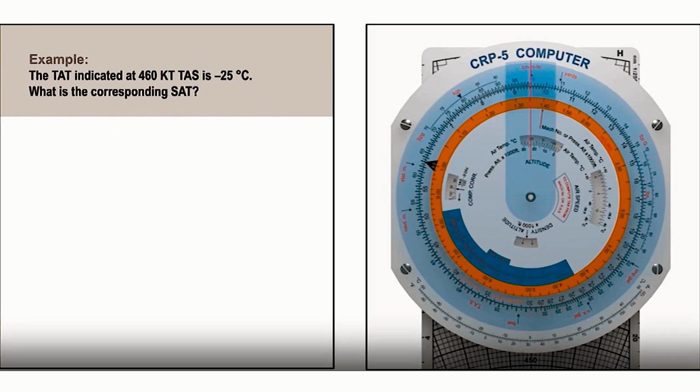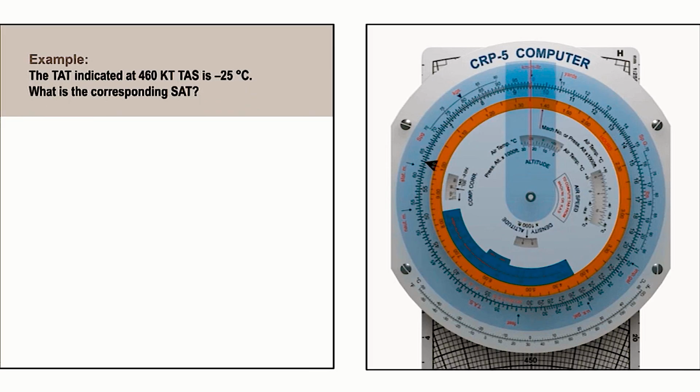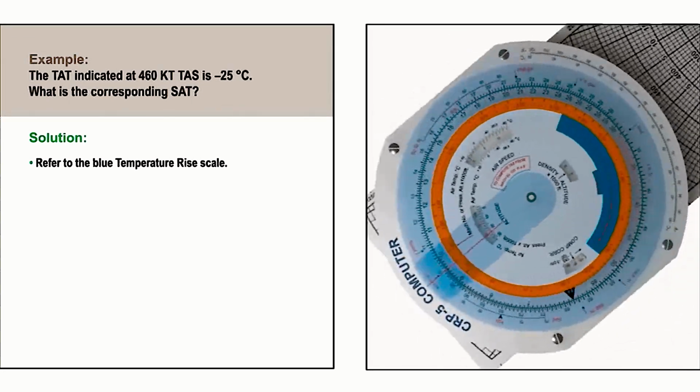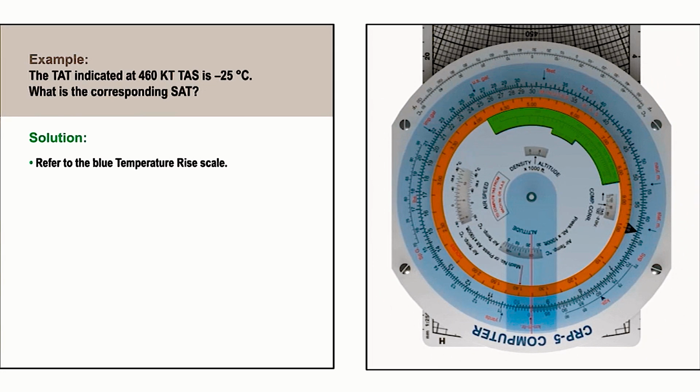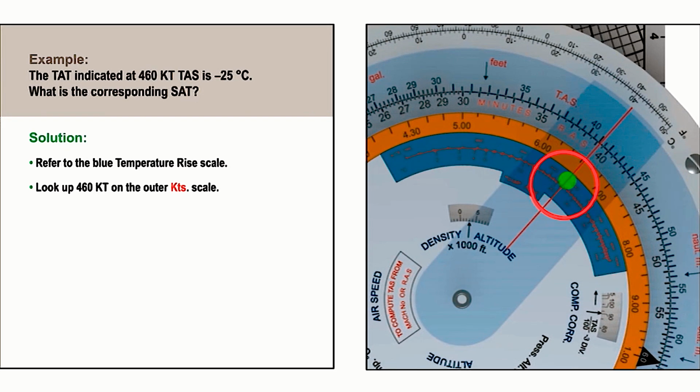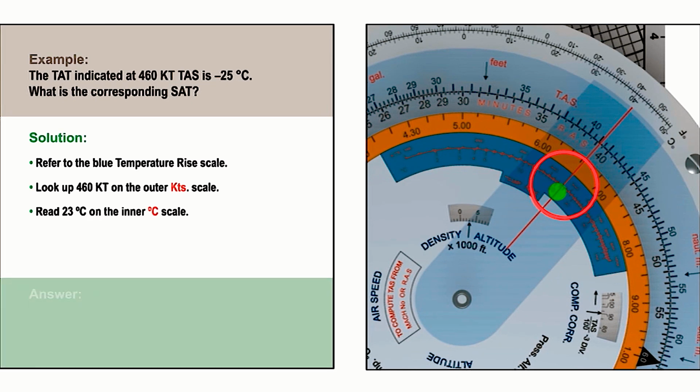Let us say that the indicated total air temperature at 460 knots true airspeed is minus 25 degrees centigrade. We will use the CRP-5 to find the corresponding static air temperature. To find the temperature, we must subtract from the total air temperature to get the static air temperature. We use the blue temperature rise scale on the inner movable ring. Look up 460 knots true airspeed on the outer knots scale in the blue area and read off the temperature correction of 23 degrees centigrade on the inner scale.